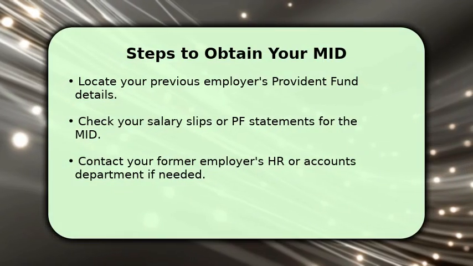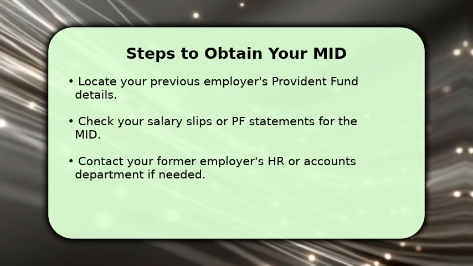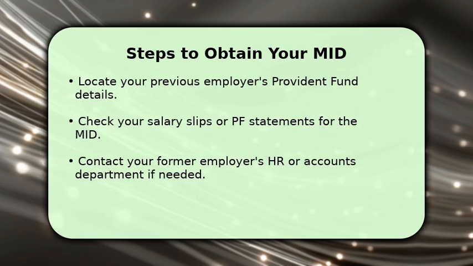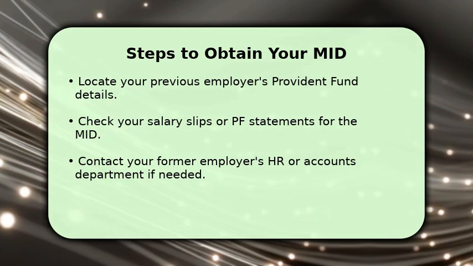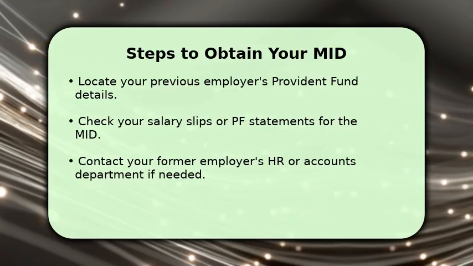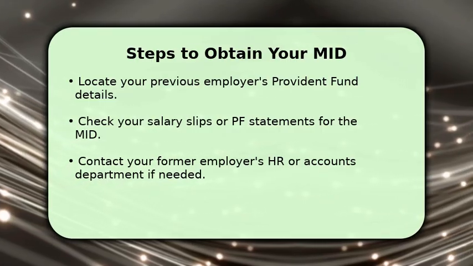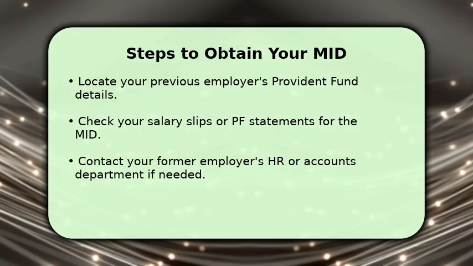Obtaining your MID is usually quite simple. First, check your old salary slips or Provident Fund statements from your previous employer. The MID is often printed there. If you can't find it, the quickest way is to contact your former employer's Human Resources or Accounts Department. They can readily provide you with your specific member ID, which is vital for your transfer application.